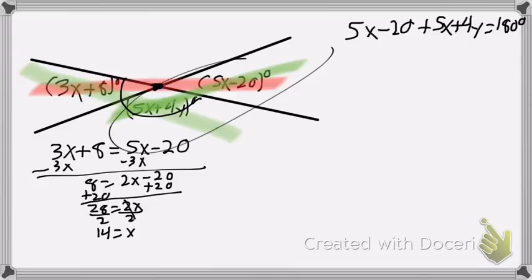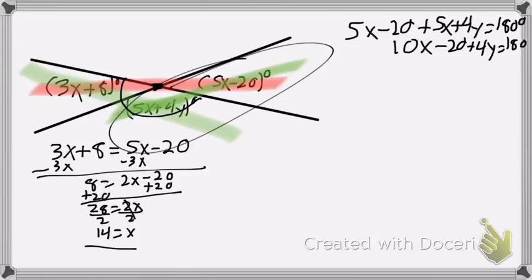So I take these two right there and I go, okay, I know that those two are a linear pair. I can add them up, get 180 degrees. And I know that I have my x down here, 14 equals x, so I could plug them in. So that would be 10x minus 20 plus 4y equals 180.